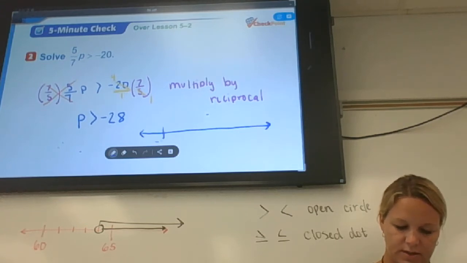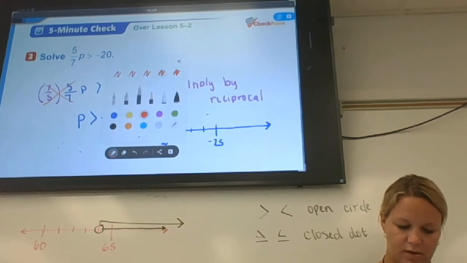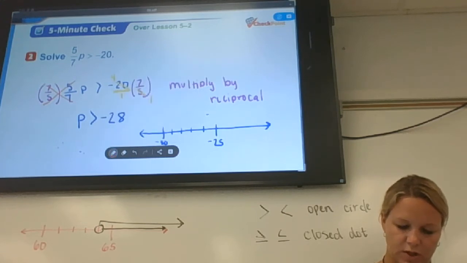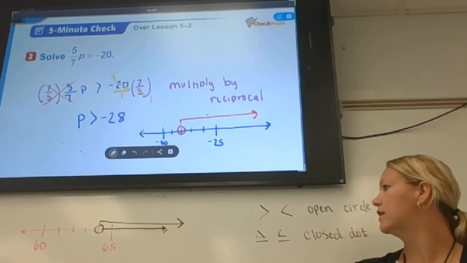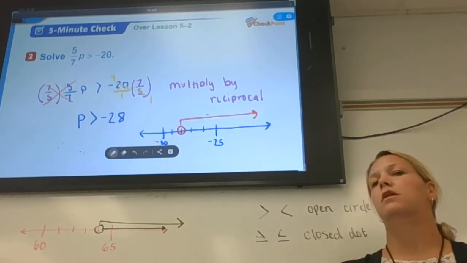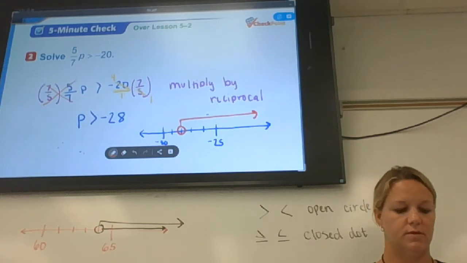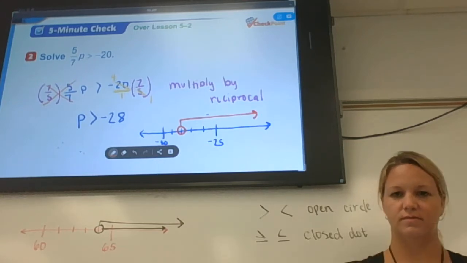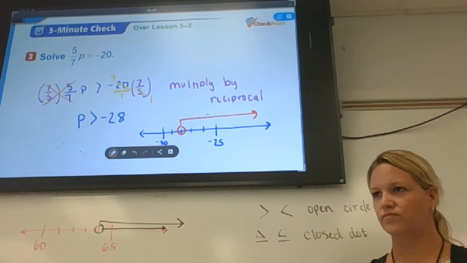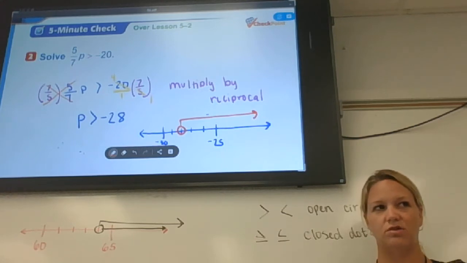I'll go ahead and call this negative 30. I'll call this negative 25. I'll do a big open circle. This says P is greater than, so I'll go to the right again. Did you guys graph it?